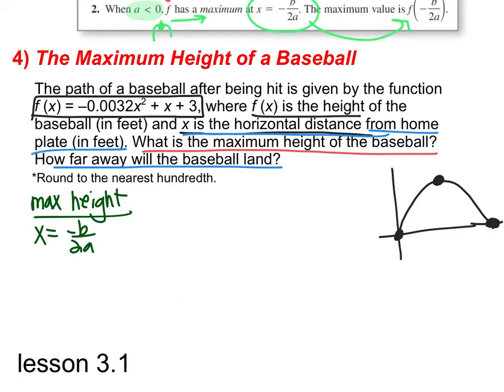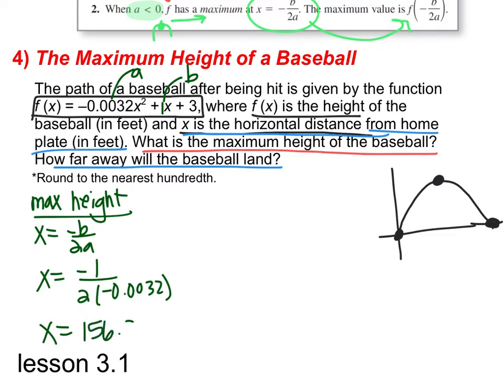In this case, our a value is that long decimal. Our b value is just 1. So this would be negative 1 over 2 times negative 0.0032. That gives us the x value of the maximum to be 156.25 feet. Now that's the x value, that's going this way. So this is 156.25 feet. I want to figure out what is the height at that point. So what is this value?